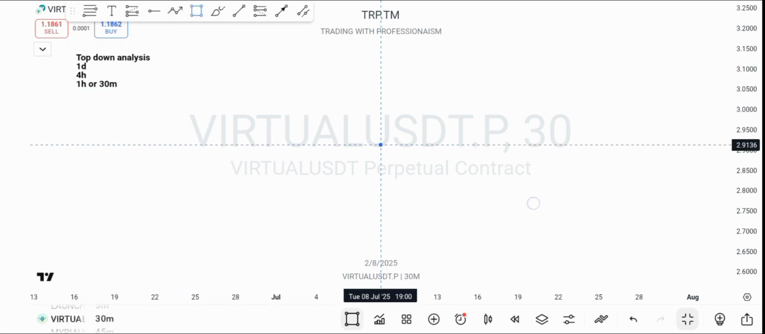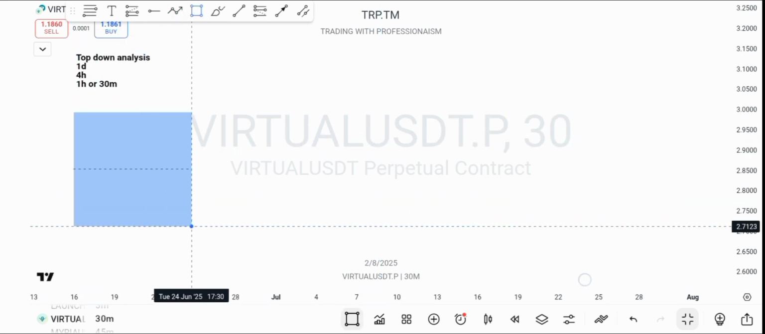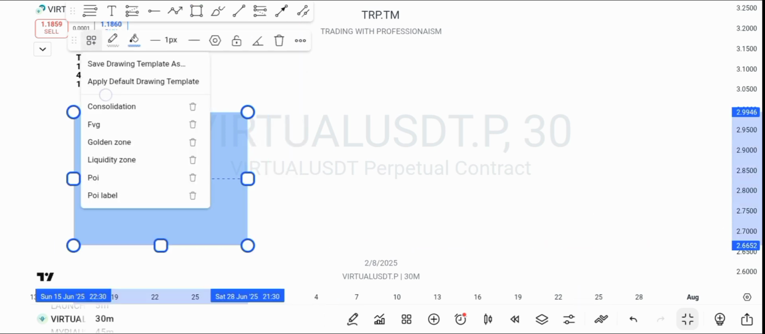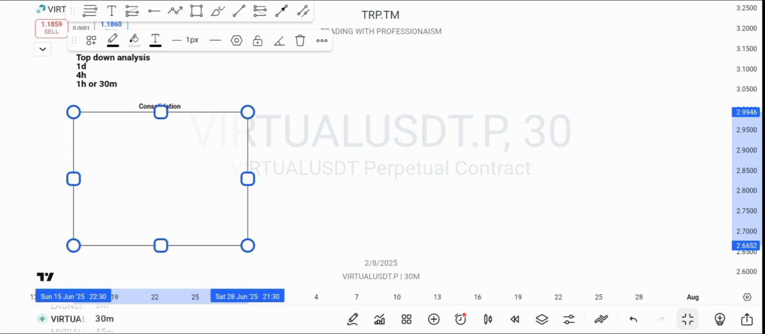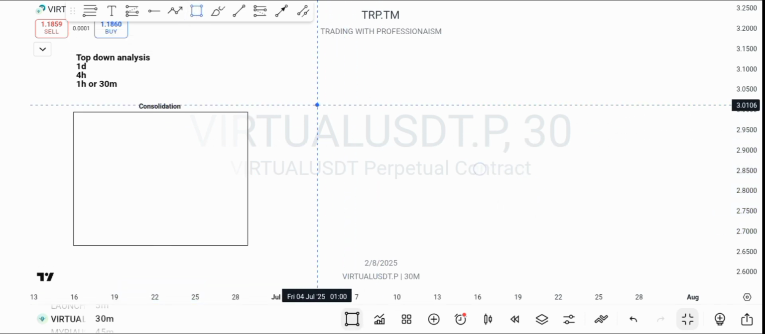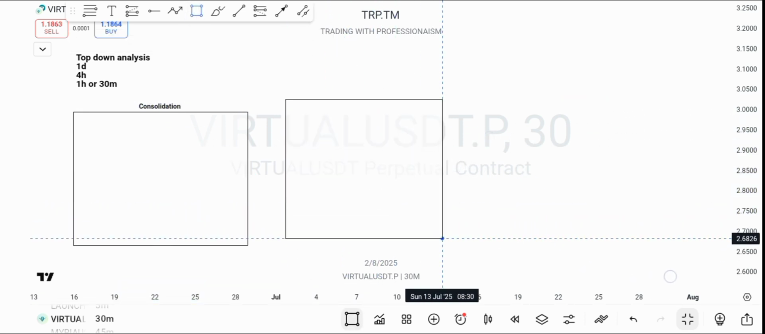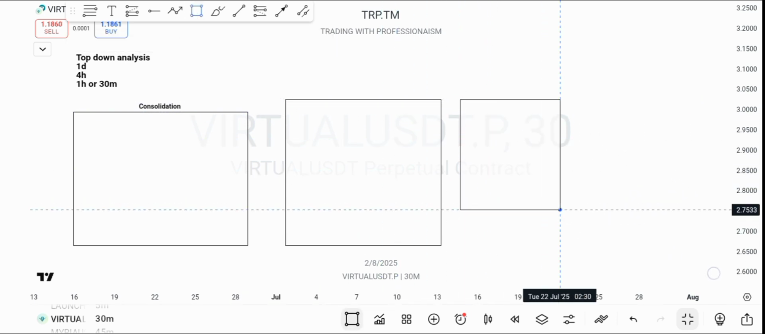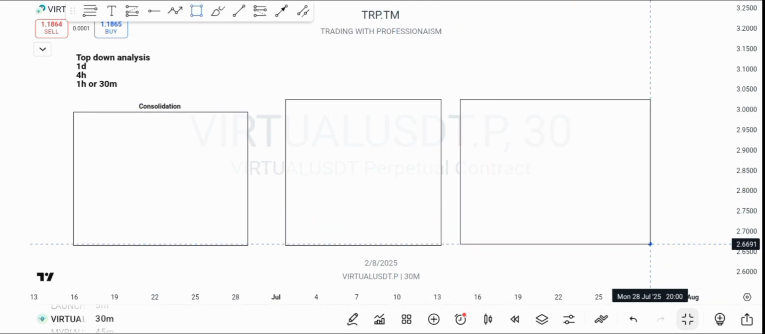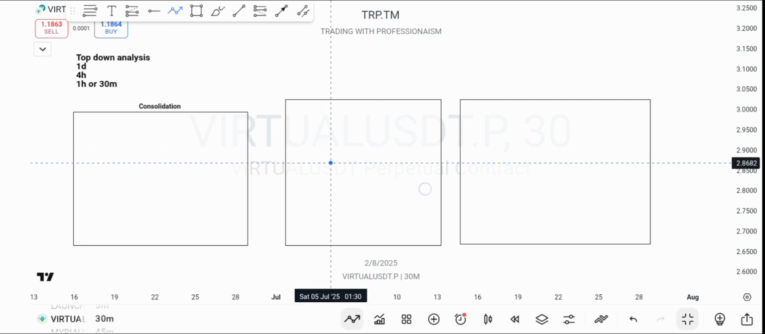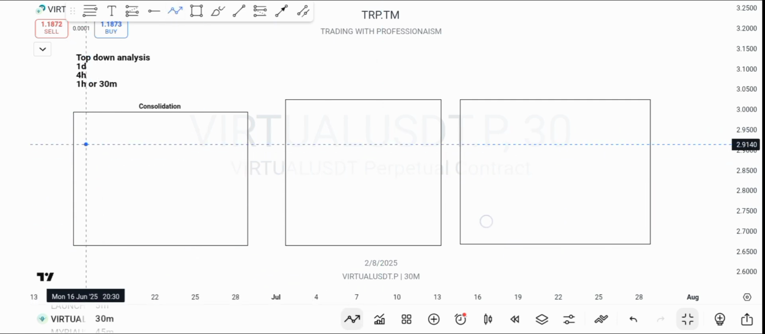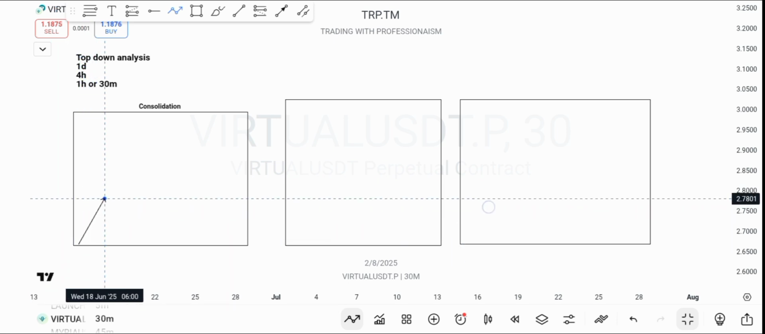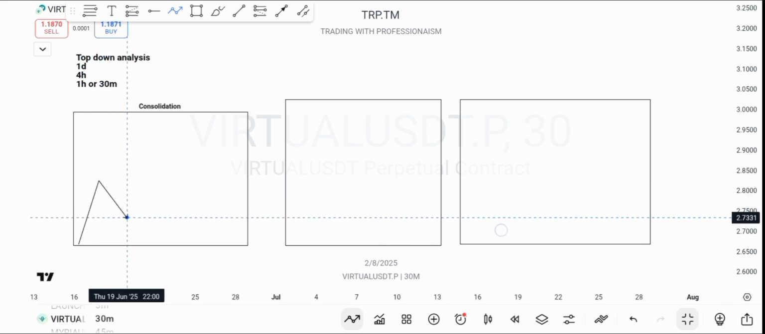For example, this is your 1 hour time frame. Forget about the consolidation on top, you just need a box. So this is your 1 day, this is your 4 hour, and this is your 30 minutes time frame. Basically, let's say this one here is the 1 day time frame. In the 1 day time frame, the market can be in an uptrend.